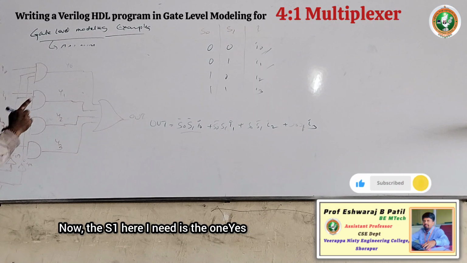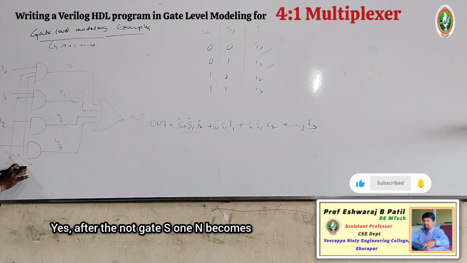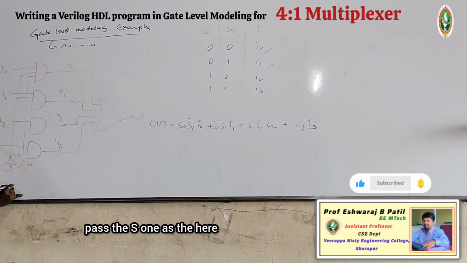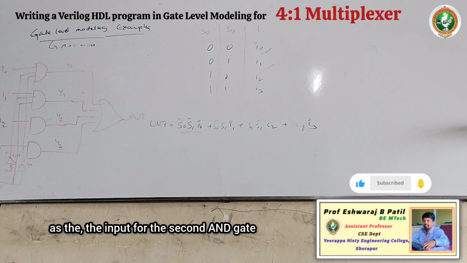Now S1, I need 1. S1 I need 1 means what? Here S1 is 1. After the NOT gate, S1n becomes what? The 0. So that I can pass the S1 here as the input for the second AND gate.